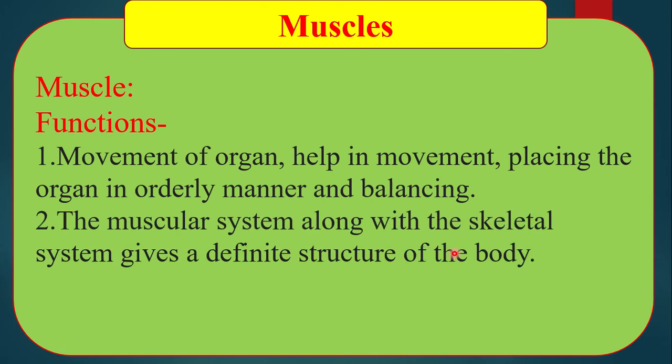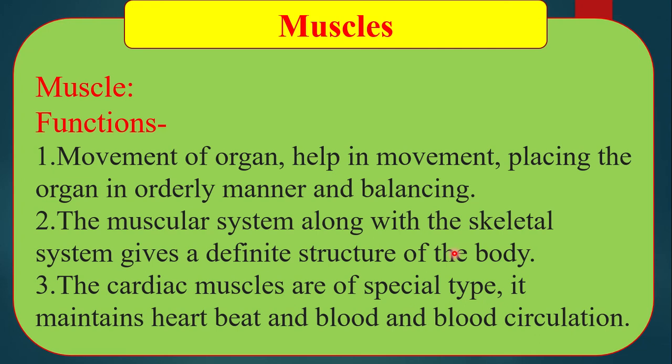Number 2, the muscular system along with the skeletal system gives a definite structure to the body. Number 3, the cardiac muscles are of a special type. They maintain heartbeat and blood circulation.